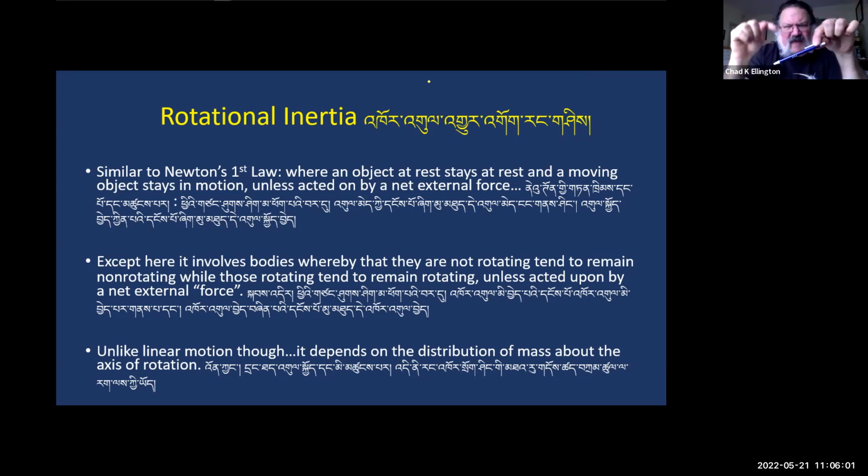And it turns out the rotational inertia of this object is different for each of those scenarios.